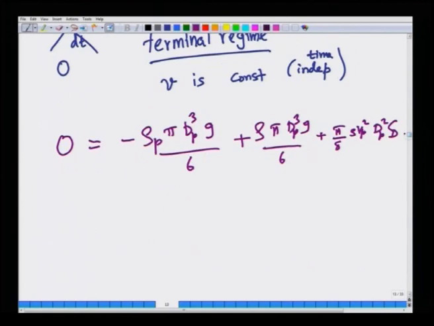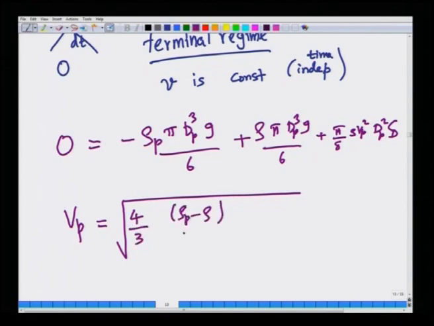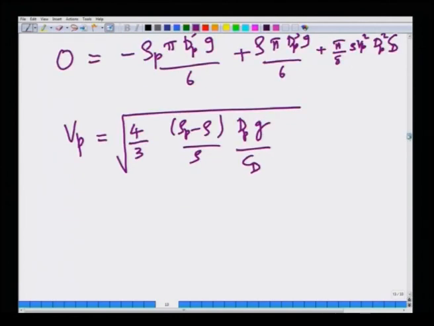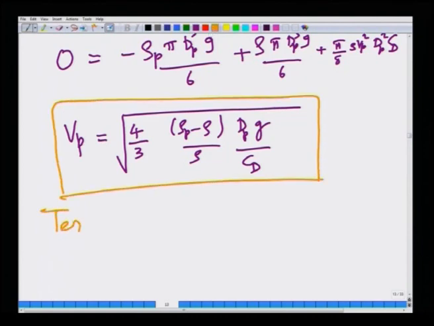If I solve this equation for Vp, you will get Vp is equal to the square root of 4 divided by 3 times rho p minus rho divided by rho, times dp g divided by the drag coefficient. So, this is the terminal settling velocity of a sphere of diameter dp and density rho p, which is moving in a fluid of density rho.